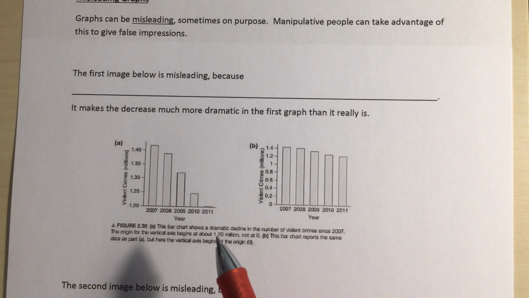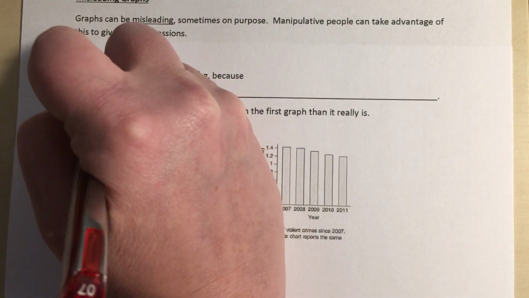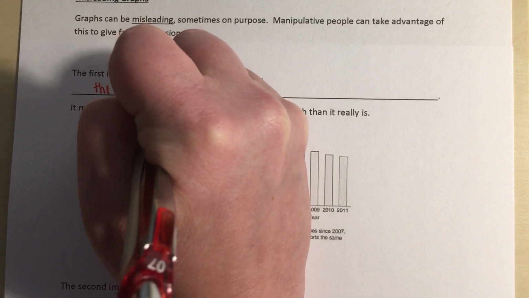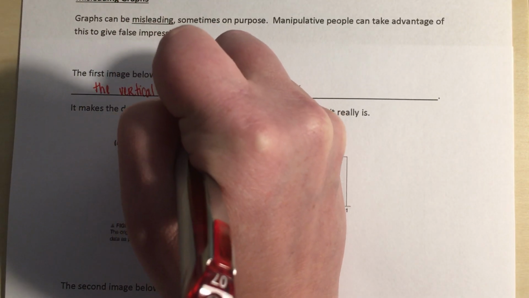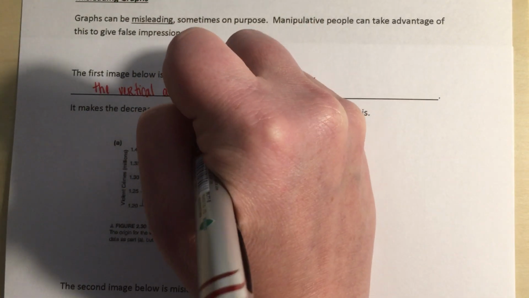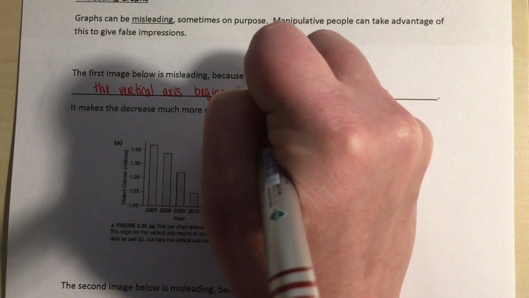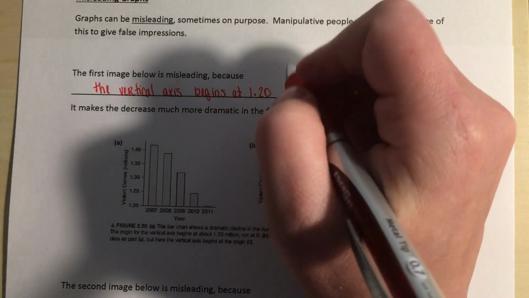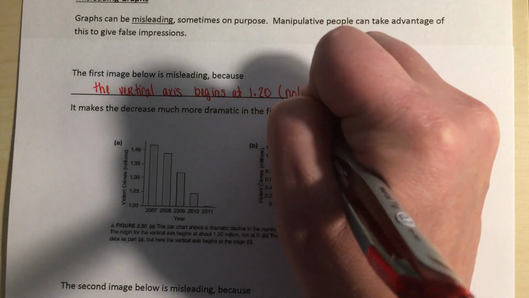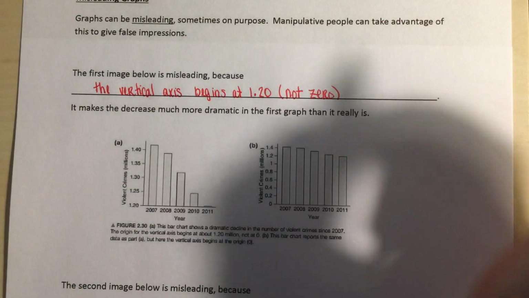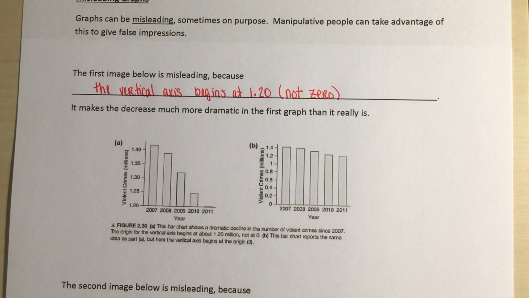So our first image below is misleading because the vertical axis begins at 1.20, not 0. The way we started our vertical axis makes our decrease look much more dramatic than it really is.